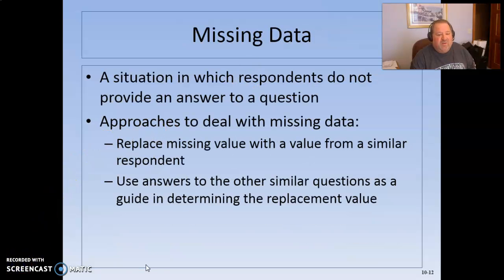It's the same thing with missing data. Electronic programs won't allow you to go forward unless you answer a question. So you may have inaccurate answers, but you should not have missing data in electronic surveys.